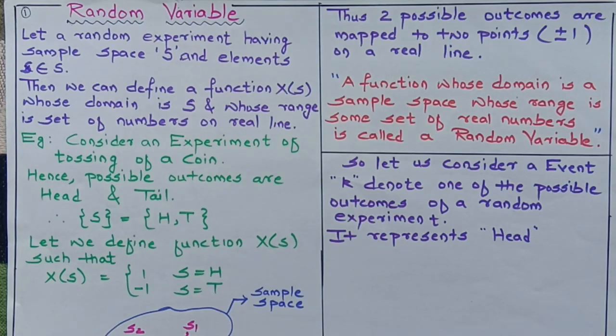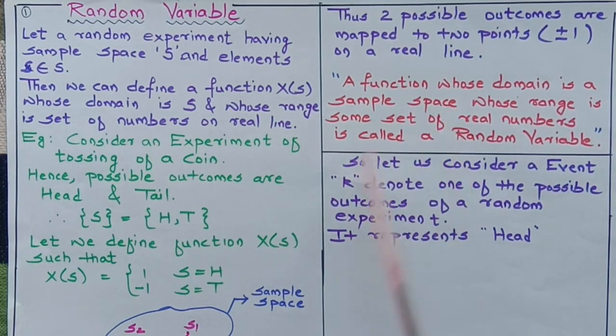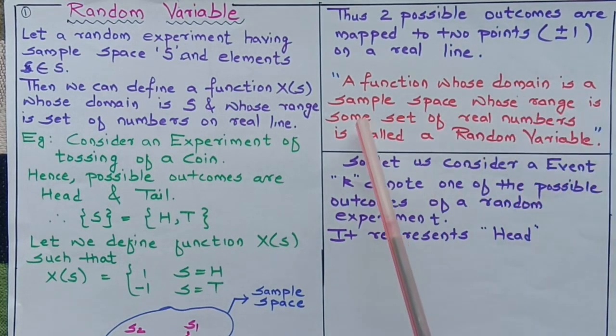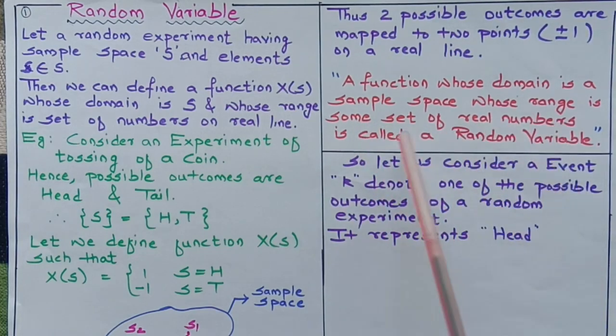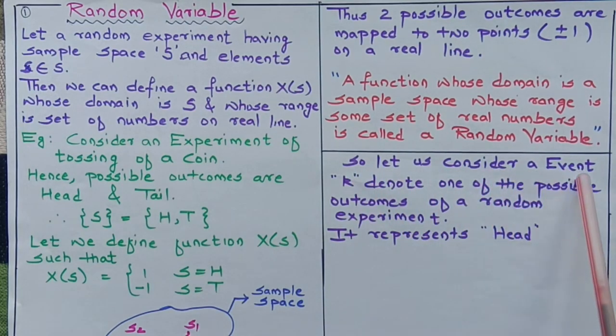So we can define a random variable as a function whose domain is the sample space, and whose range is some set of real numbers. That is called a random variable. So let us consider an event k which denotes one of the possible outcomes of a random experiment, and it represents head.